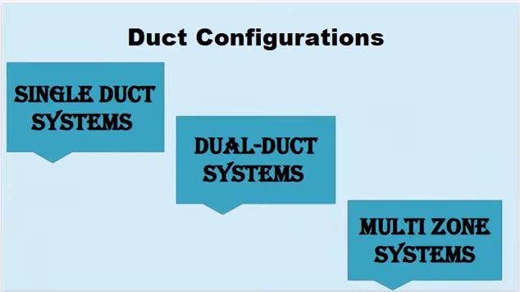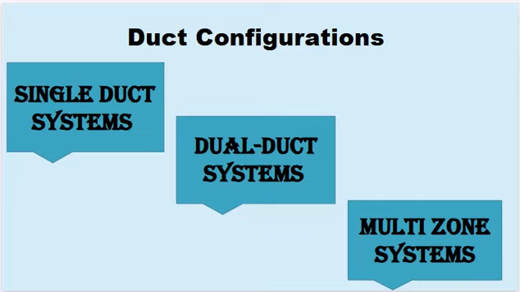Duct configurations. Now let's take a look at the different duct system configurations used in HVAC systems. These configurations depend on the building's needs and offer different benefits. First, we have the single duct system. This is the simplest design, where one duct serves both the supply and return air. It's straightforward and cost-effective but has limited flexibility.